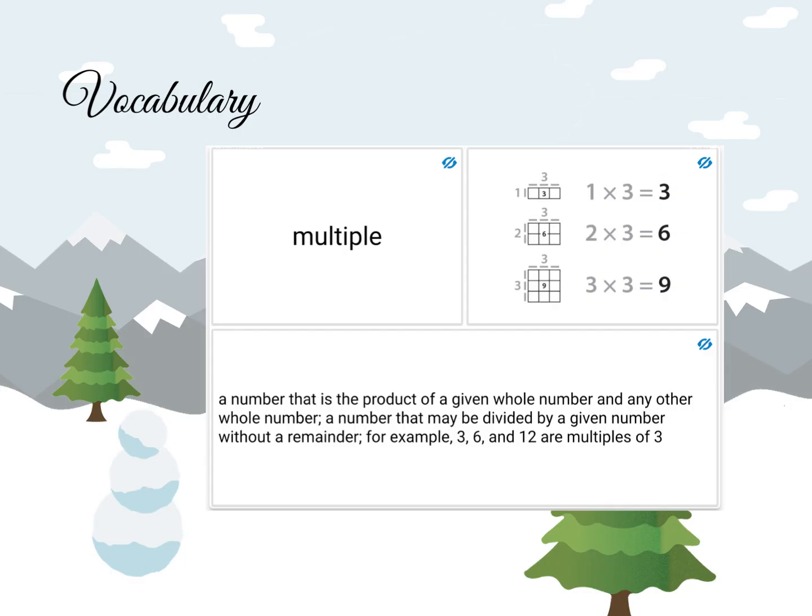We'll begin by going over some vocabulary, and the first word is multiple. Multiple is a number that is the product of a given whole number and any other whole number, a number that may be divided by a given number without a remainder. For example, 3, 6, and 12 are multiples of 3. Here we have 3, 6, and 9 are multiples of the number 3.